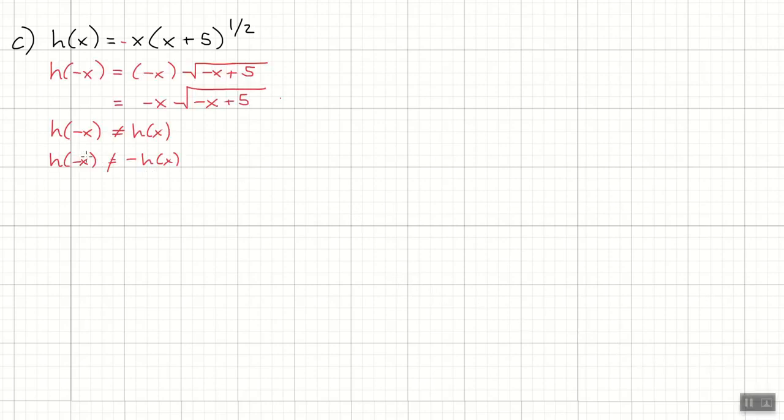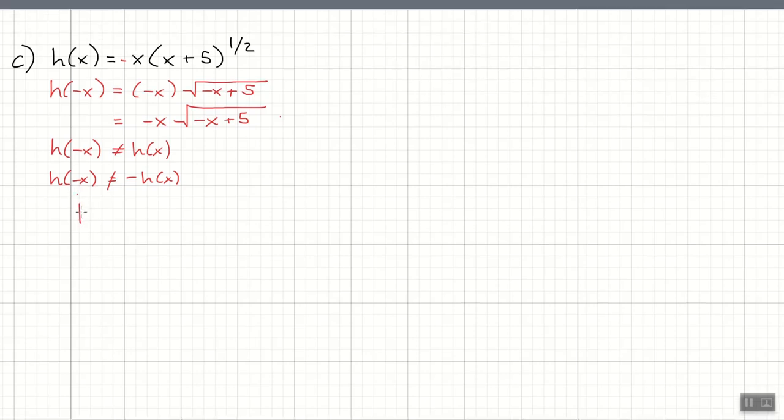Cool. Last one. I have h of x is equal to the product of x and x plus 5, to the power of 1/2. Ooh. Well, best luck to you all. No, now really, there is no symmetry on this one.